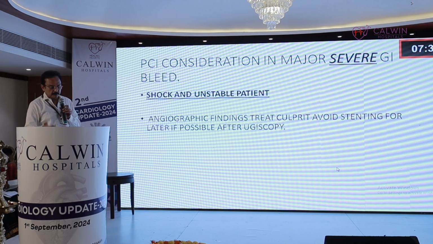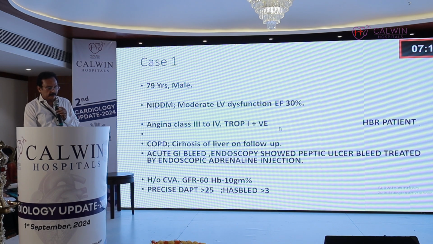And of course, even in cardiogenic shock patients, there is no guideline, but there is a recommendation, a consensus opinion, that it is better to do angiography first, treat the culprit vessel, and then later you do endoscopy and then take a decision. So this is a case example of what I did in probably 2019.